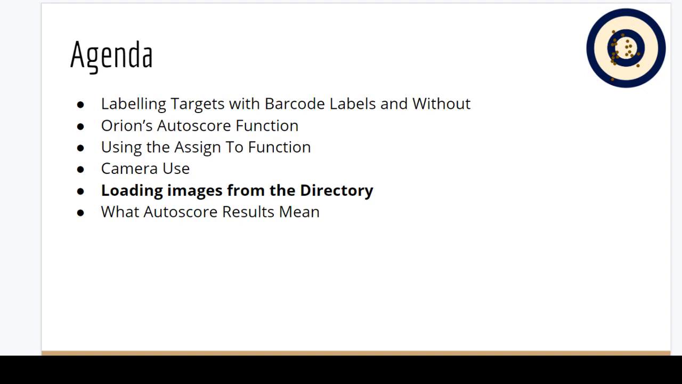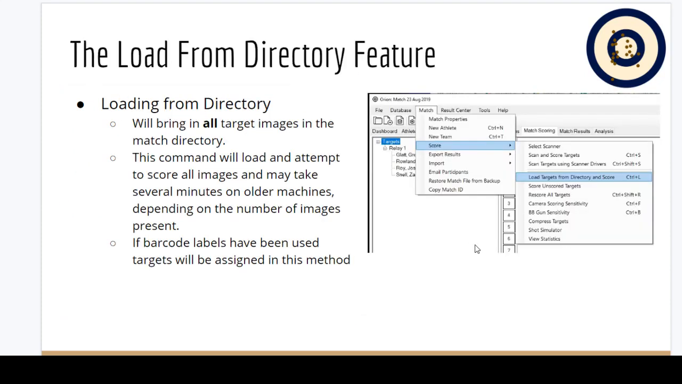For our final section of the presentation, we're going to cover loading images from the match directory and what AutoScore results mean. The Load from Directory feature is not commonly used in Orion. However, it will bring in all target images from the match directory.